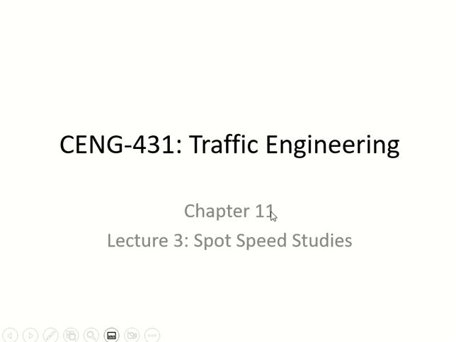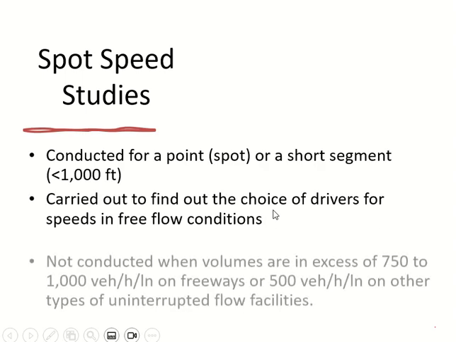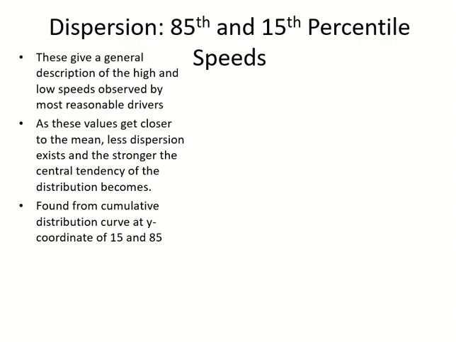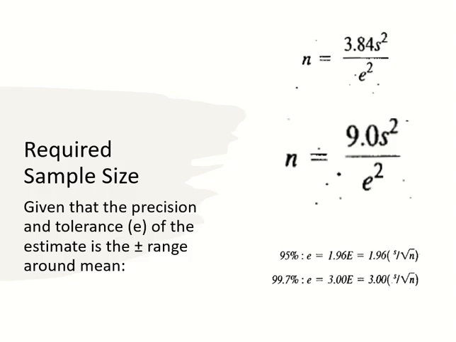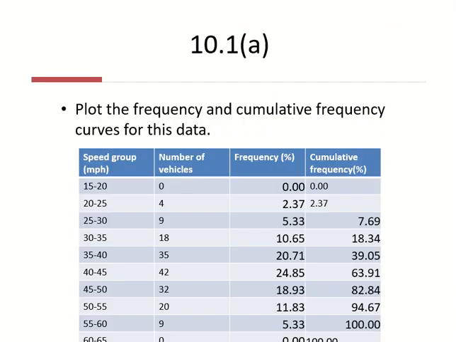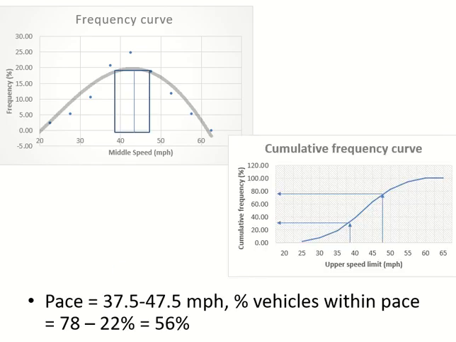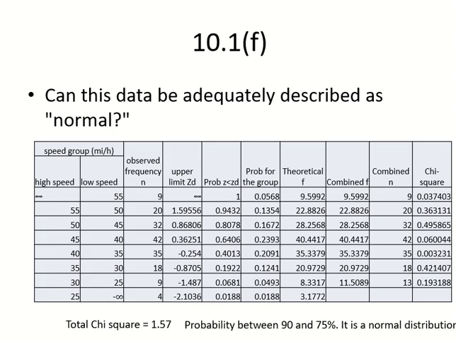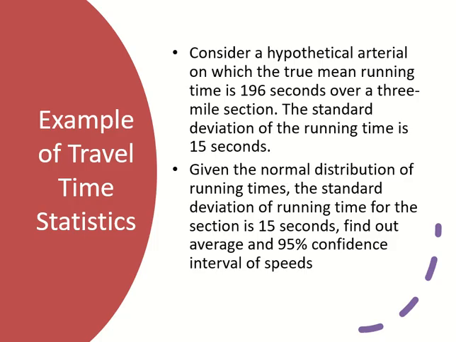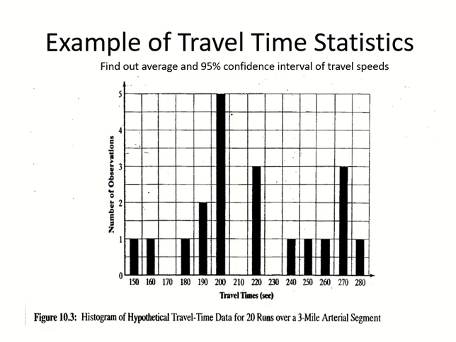Okay, we have finished the topic of spot speed studies earlier. We have started the topic of travel time. In the last lecture, we did one example for travel time calculations as well. I mentioned that these calculations are basically coming from the same topic of spot speed, so there are no new equations here. This is the example which we did, and this is a new example.